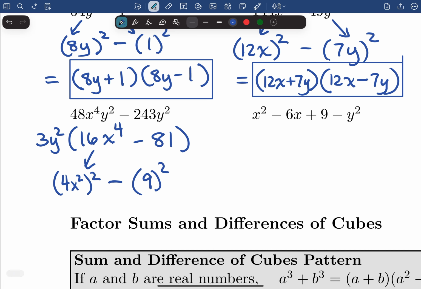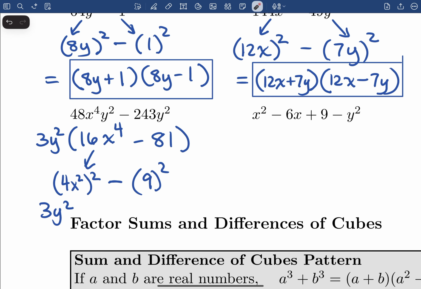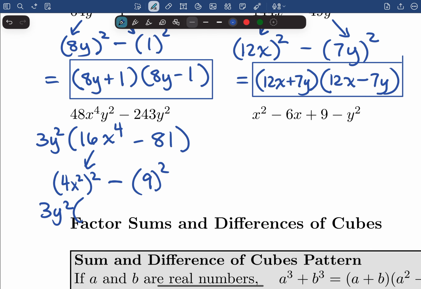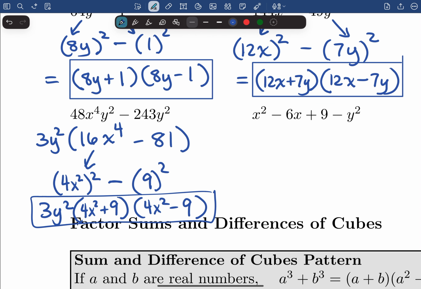I'll go ahead and do that. So I've got the 3y squared that I factored out as the GCF. And now I create two binomials. And I put 4x squared at the start of each binomial. And then I put 9 at the end of each binomial. And then I put a plus sign and a minus sign, right? Because they're conjugates. These two binomials are conjugates. They have the same two terms with opposite signs.